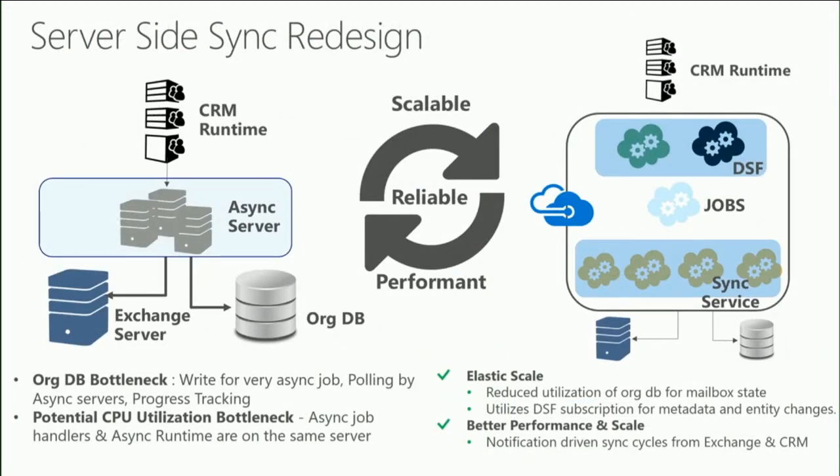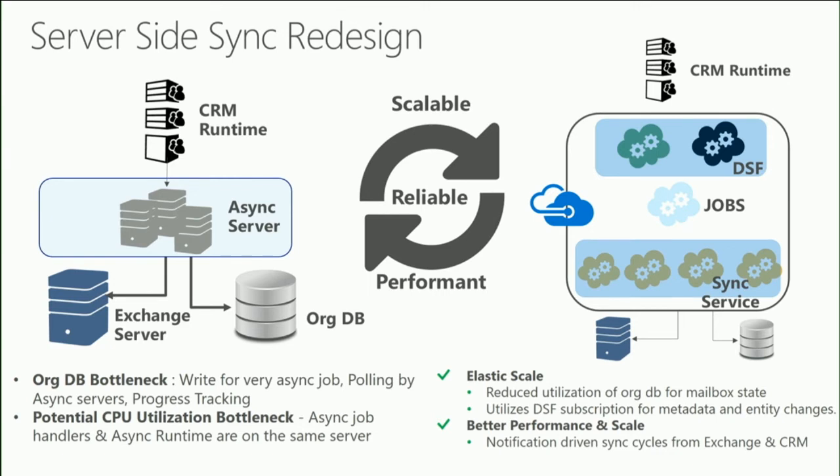One of the other things from a scalability perspective that we have been doing is really around an overall server-side sync redesign. If you look on the left, that's the current architecture that we have. We have the CRM, or the Dynamics 365 OrgDB, and you have Exchange Server. It goes through the async server to do the synchronization of data between Exchange and OrgDB. Of course, it goes through the CRM runtime.